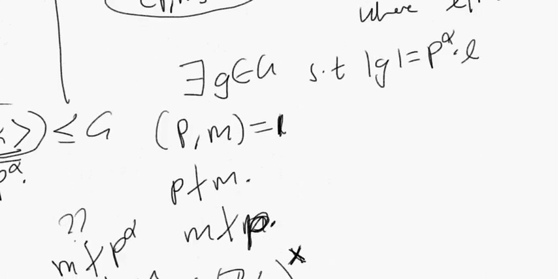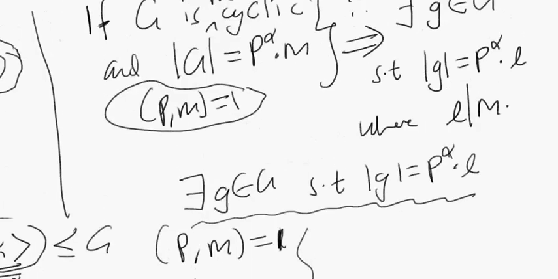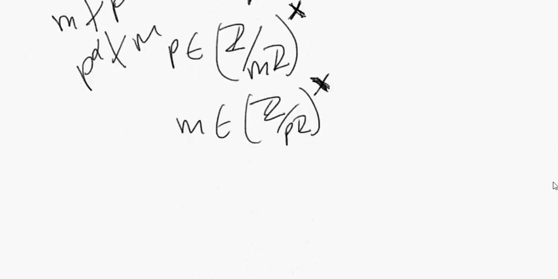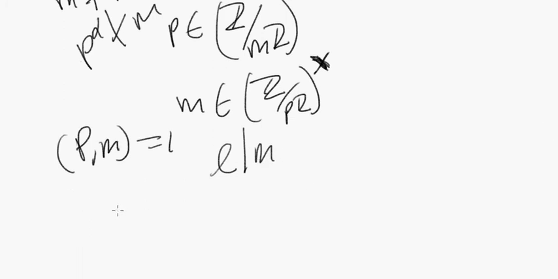Alright, so let's see. We're trying to deal with a special case here. Perhaps it might be hard to find an element of order p to the alpha, but it may be easy to find an element of order p to the alpha times L, or to guarantee that such an element must exist. But how do we show this? Given that p and m are relatively prime, maybe another thing to conclude is, if p and m are relatively prime and L is some divisor of m, can we say that the GCD of p and L also equals 1? That is, p and L are also relatively prime?